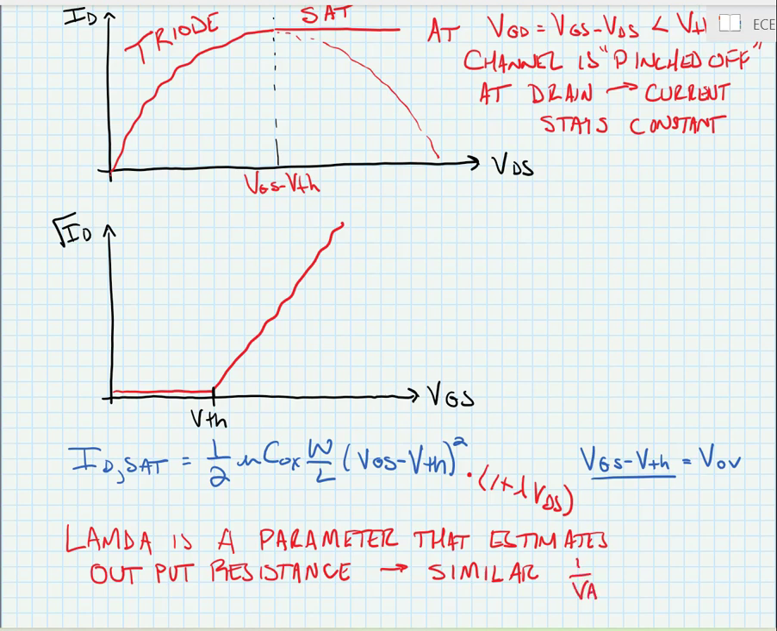Now, one more thing to note. Below the threshold voltage, we say the device is in cutoff and no current flows. But for any real MOS, some current does flow. It's called subthreshold current.